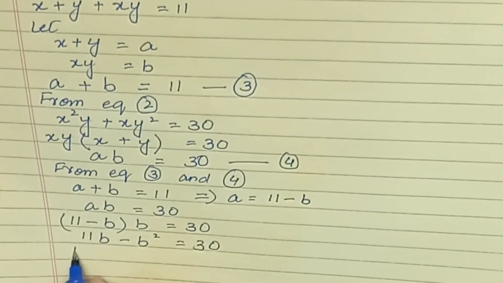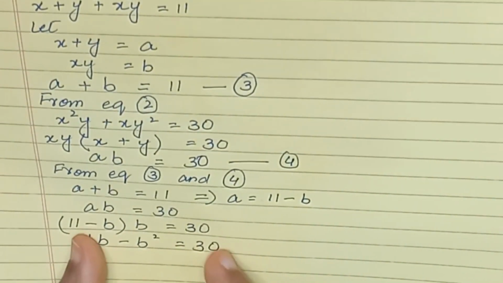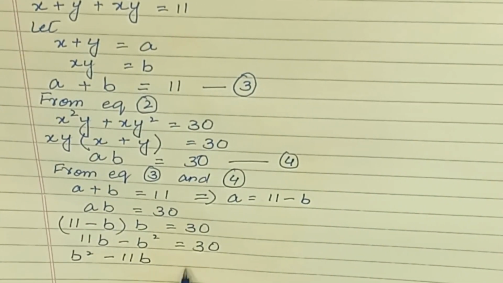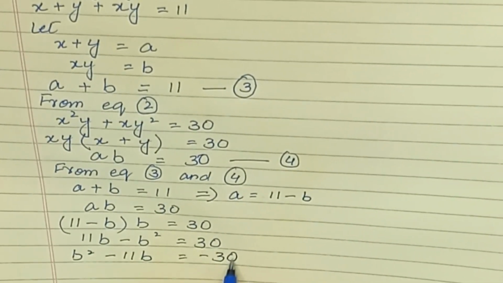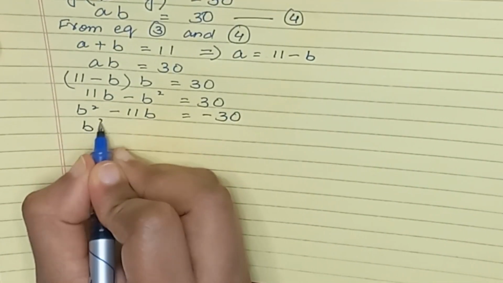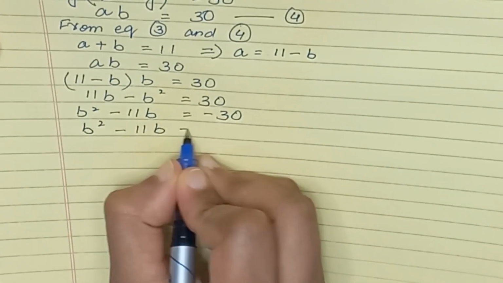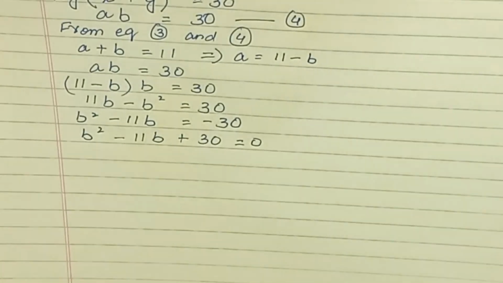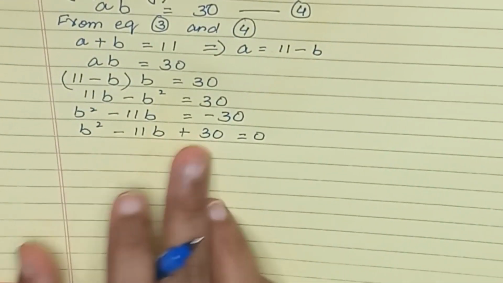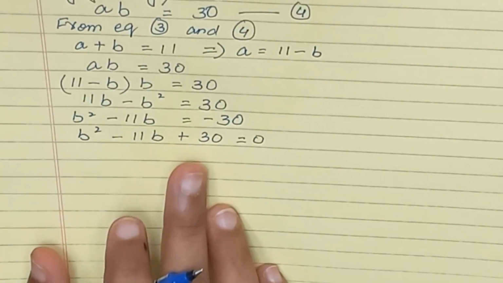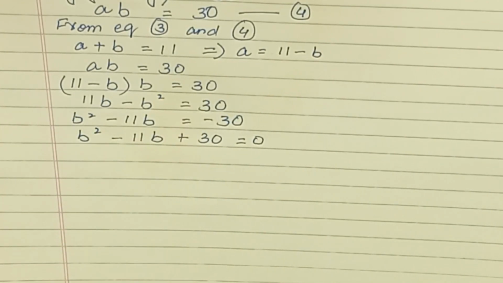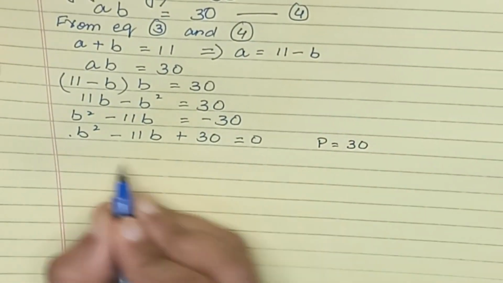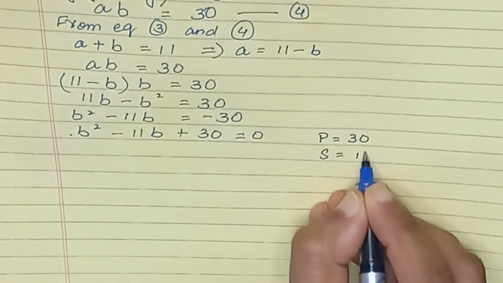So we can write it as b square positive. We will multiply this equation with a negative sign, so it will become positive b square, negative 11b and negative 30. So we can write it as b square minus 11b plus 30, which is equal to 0. From this equation we can find the value of b. It is a quadratic equation, so we will solve it by factorization. So its product should be 30 and sum should be 11.